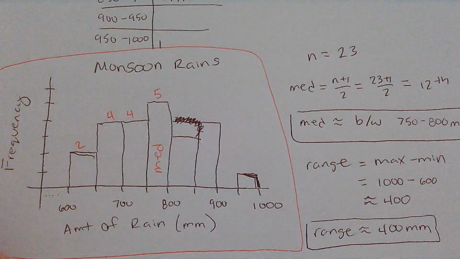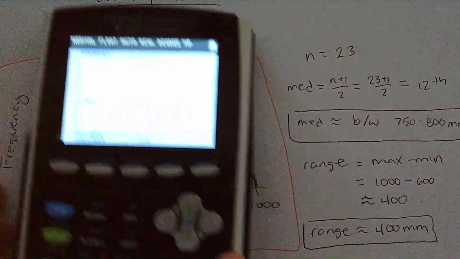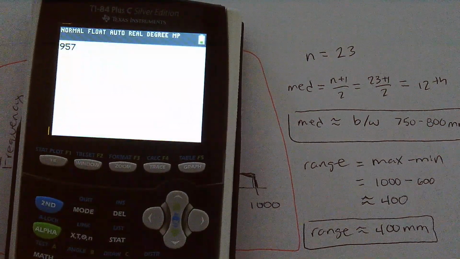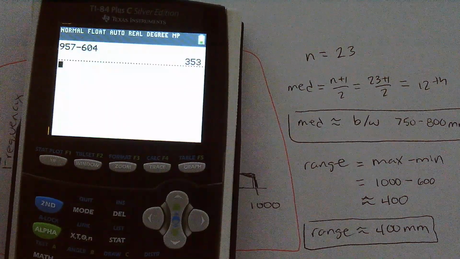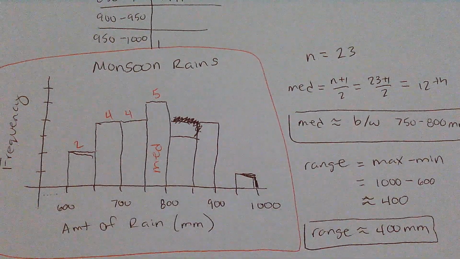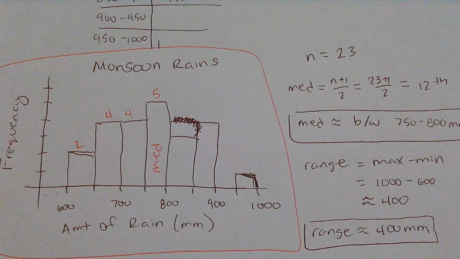And just to prove to you I'm not a liar, let's look here at, see I was trying to draw it in there, 957 minus 604 is about 353. Not super close to 400, but approximately 400 depending on who you're asking.